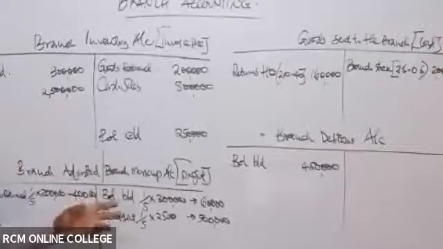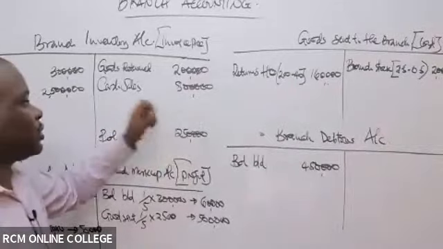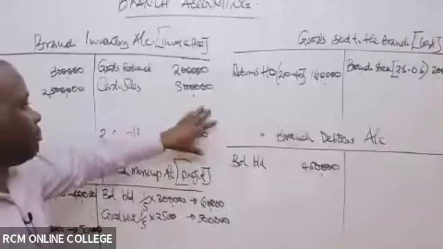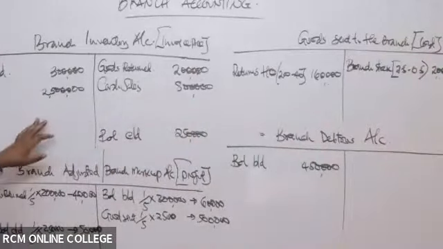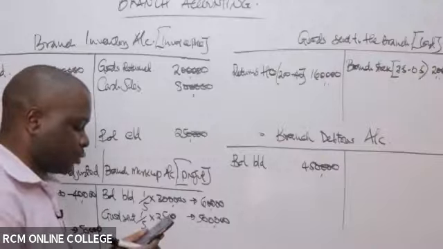So the double entry would have been, you credit this inventory account because it will eventually reduce the amount of inventory at the branch level. Then of course, you debit the cash or the bank.